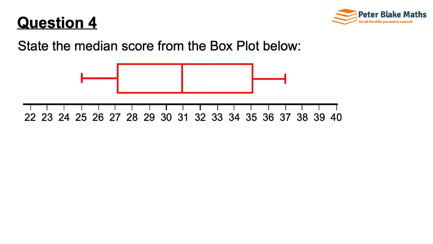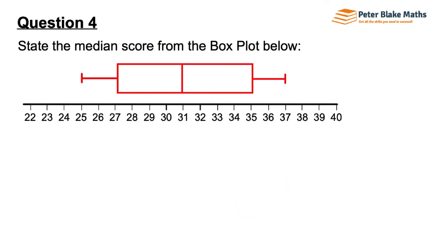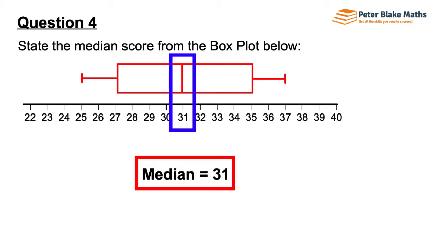Question 4. State the median score from the box plot shown below. The median is that line that's in the middle of the rectangle there. In this case, the median score of that box plot is 31.